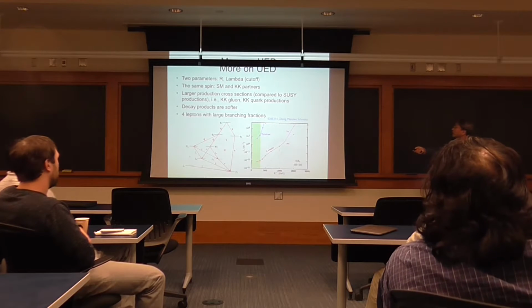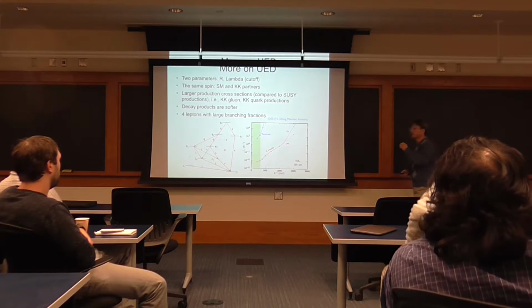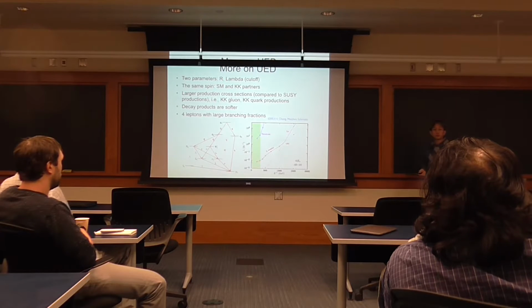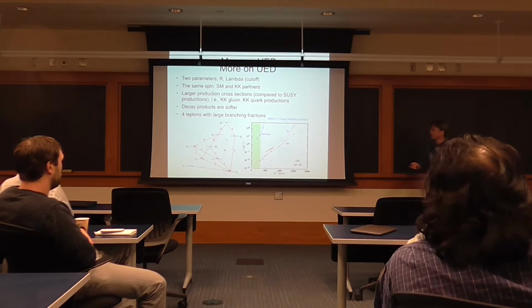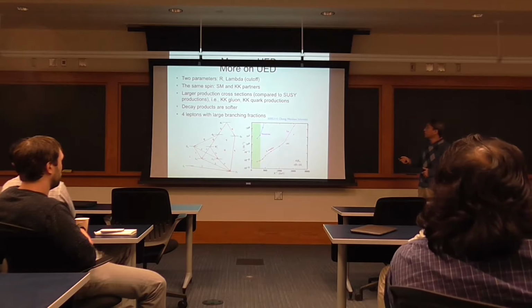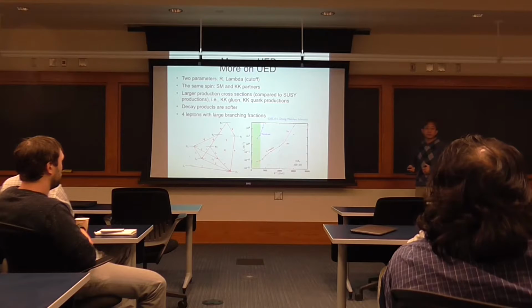Here, they all seem to have color. It's relatively heavier, but it's squeezed. My spectrum is squeezed, so therefore your decay products are much softer than the SUSY case. However, you gain in terms of production cross sections because the spins are different. So generally, if you do KK quark production and you compare with the squark pair production, the cross sections of KK particles are generally 5 to 10 times larger.